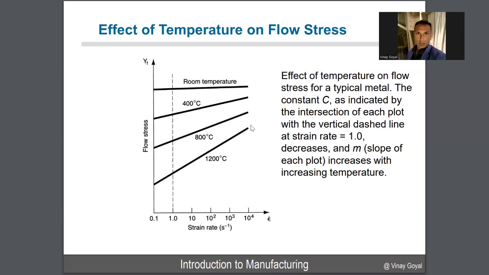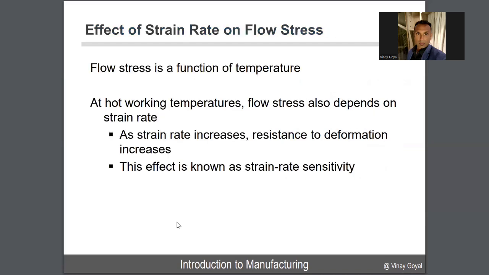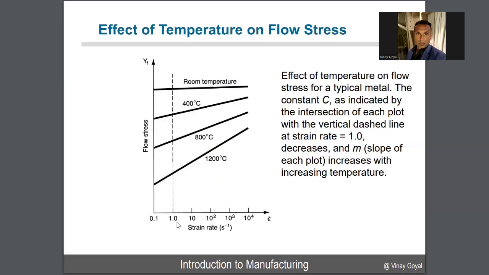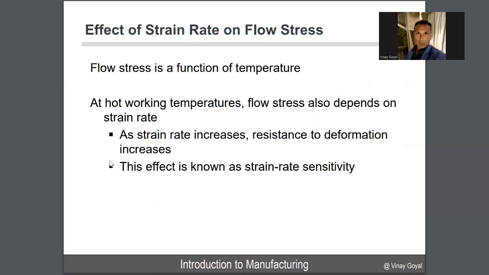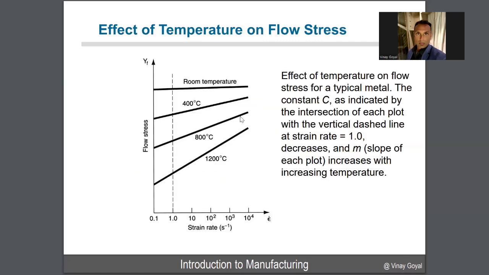The effect of temperature and flow stress for a typical metal is what you see here. The constant C, as indicated at the intersection of this plot with this vertical dashed line, is the value at a strain rate of 1.0. And you can see here the behavior of flow stress with strain rate. So again, what I'm trying to convey is that as the strain rate increases, there will be resistance to deformation because the flow stress is increasing.